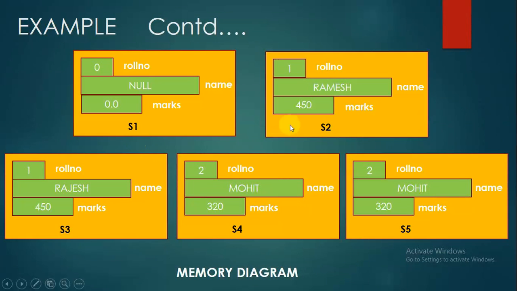So this is again the memory diagram of this, how the object S1 is created with these values, then S2 is created with 1, Ramesh and 450. S3 is the copy of S2 which has the same values as S2. Then S4 is created and the parameterized constructor is invoked and the values 2, Mohit and 320 are assigned to the data members. And then S5 is created which is the copy of the object S4. When all these objects die, the destructor will be called.